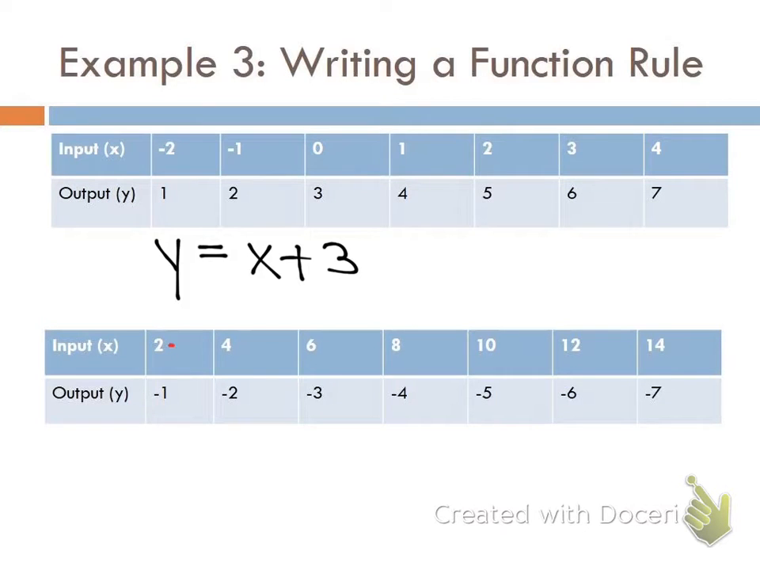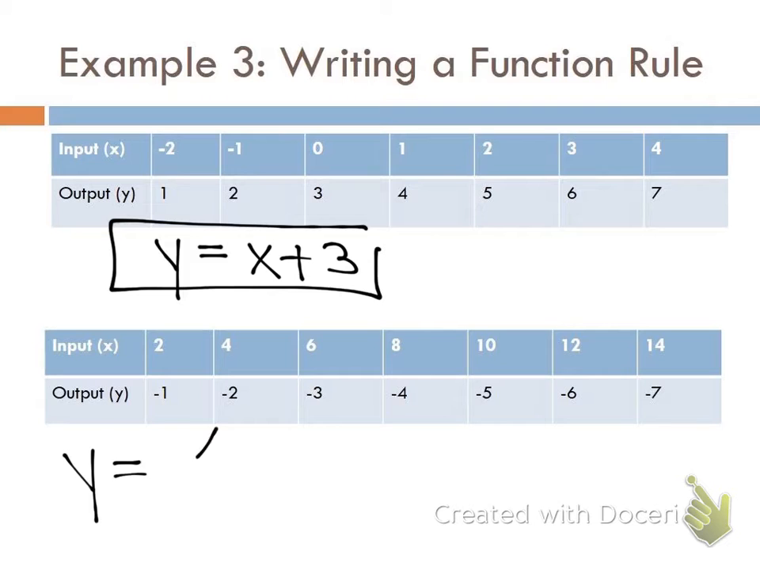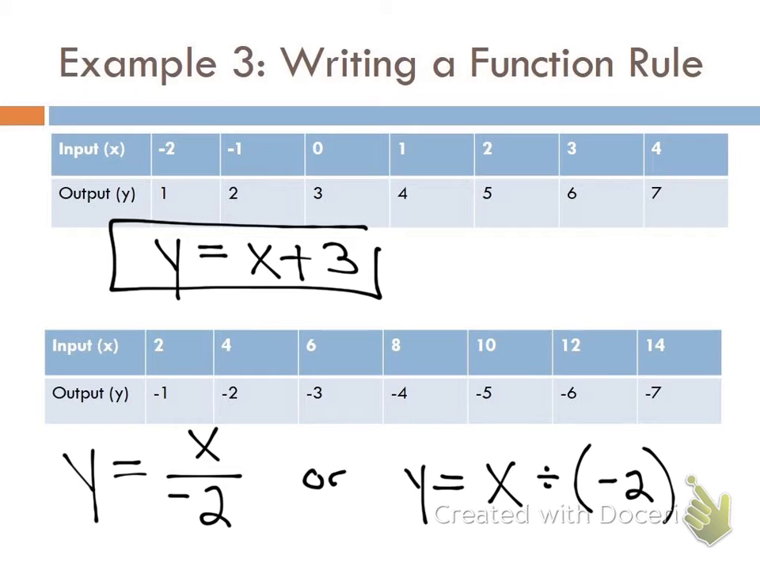So since my numbers are clearly trending down, I'm either subtracting or dividing, and I can clearly see that all of my y values are half of my x values. So I know that I'm dividing by 2, and since my y values are all negative, it has to be -2. I can write it either way. y equals x over -2, or y equals x divided by -2. I probably would prefer this way, but either way, I'd be happy if you got this answer right. Okay, so if you understand that, that's everything you need to know for 7.7.